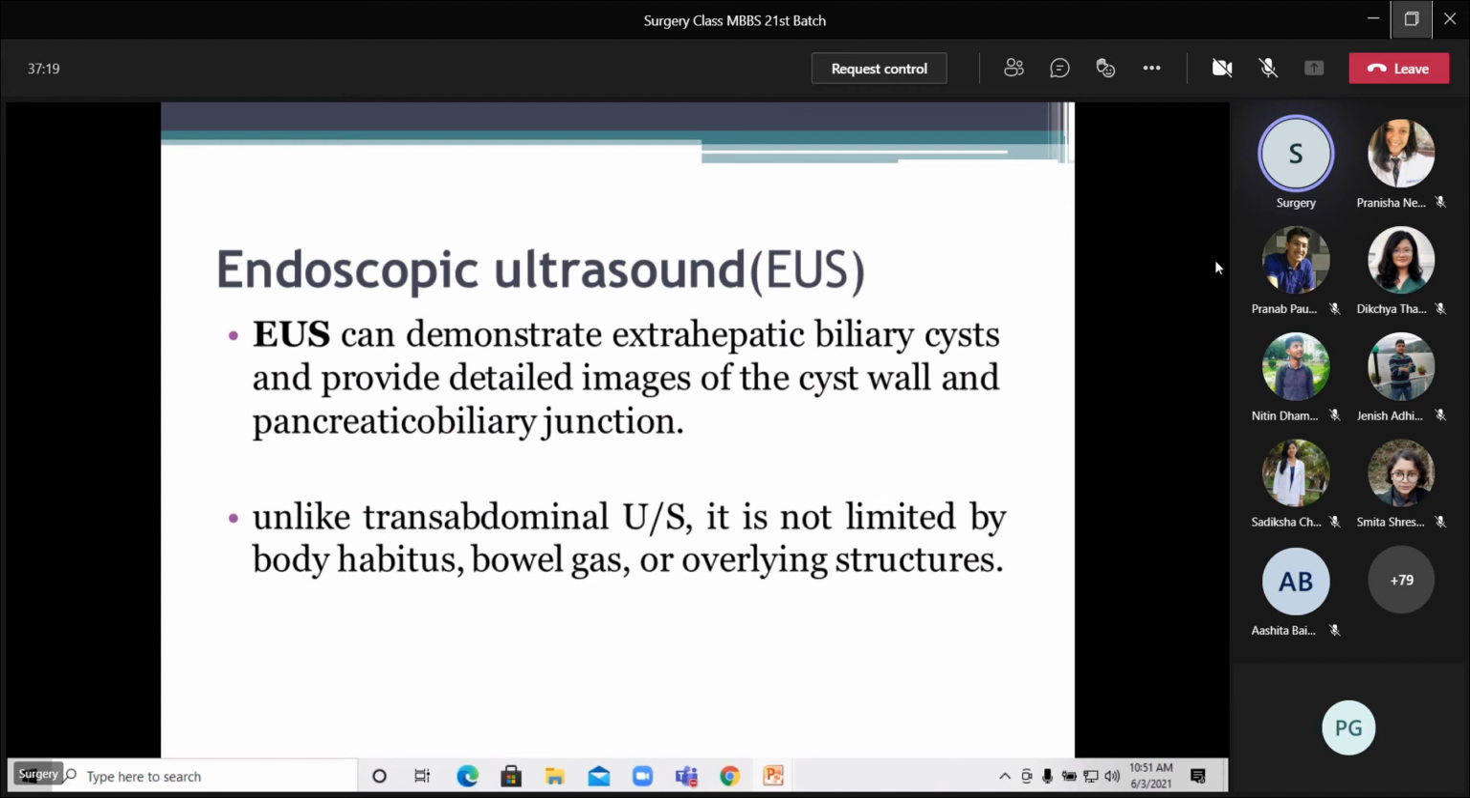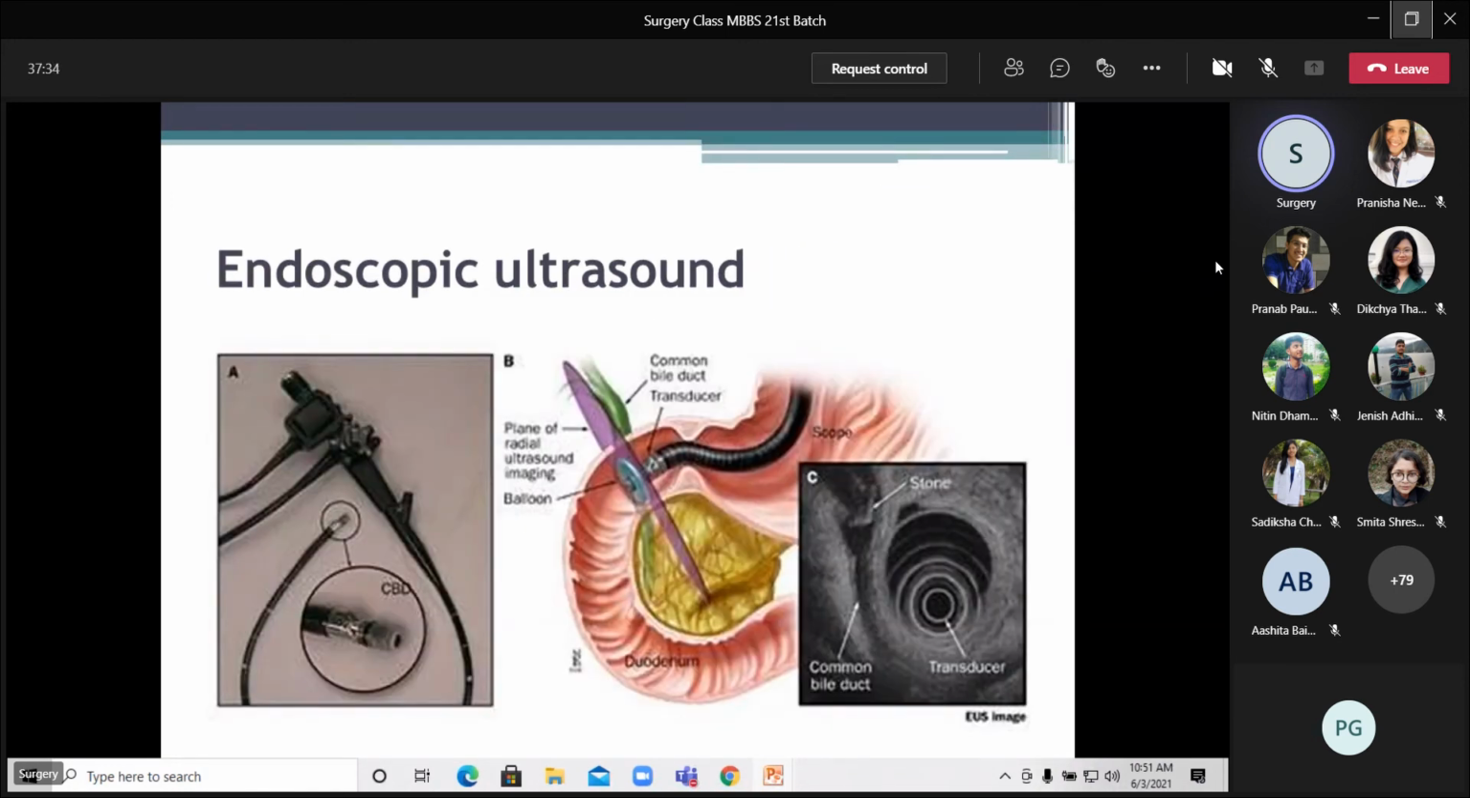This is also one of the modalities, but it is more sensitive for a choledochocele, that is the intraduodenal part of the choledochal cyst, or the distal part of the choledochal cyst, mainly the extrahepatic biliary cyst. See how the endoscopic ultrasound will show. The scope is passed like an endoscope into the first part of the duodenum, and you can see the probe, radial like a disc. The ultrasound goes around, and you can see the image, and nicely see the choledochal cyst with a stone.